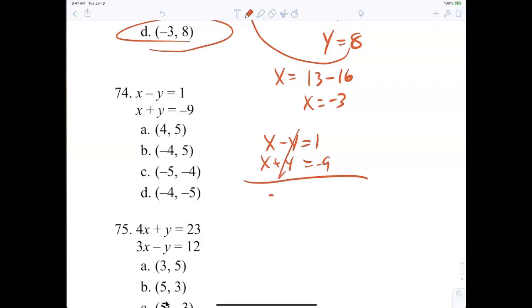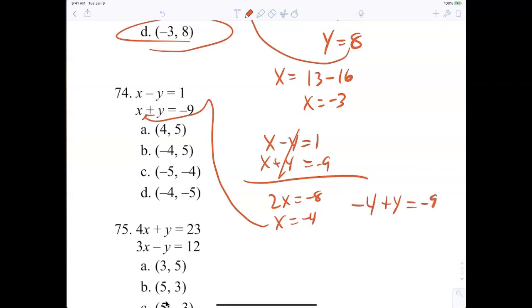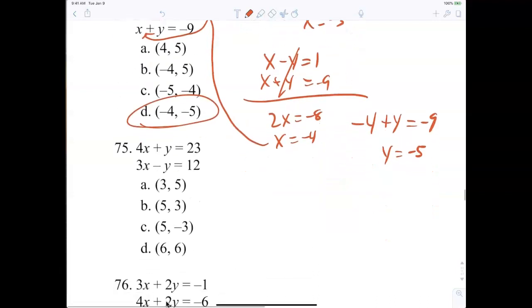These guys cancel. 2x equals negative 8. X equals negative 4. Come up here, plug in. So negative 4 plus y equals negative 9. So y has to equal negative 5. Negative 4, negative 5. Same thing down here. We can just add them together. So 7x is equal to 35.